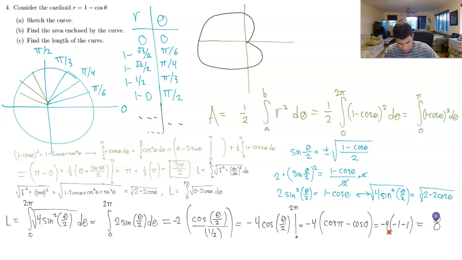Okay, so this is -2 times -4, which is 8. There you go. That's the perimeter of this cardioid. And over here is the area of this cardioid.